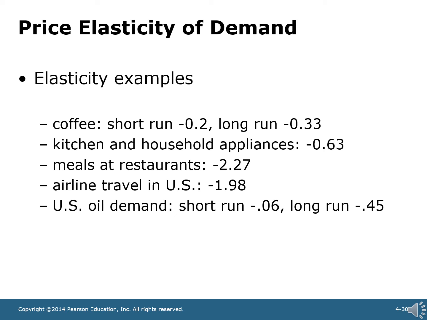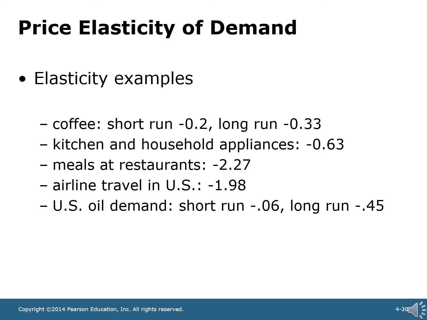We have kitchen and household appliances, which is negative 0.63. So again, that's still relatively inelastic. Consumers aren't very responsive to a change in price there. Meals at restaurants, on the other hand, are negative 2.27. Excuse me. So the price elasticity of demand for meals at restaurants is relatively elastic.